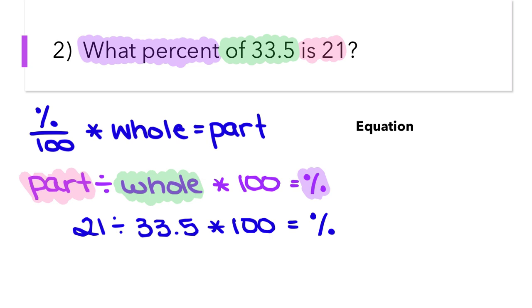So 21, the part, divided by the whole, times 100 will give us what percent rounded to the nearest tenth place? Emerson? 62.7. Congrats, very good. 62.7%.